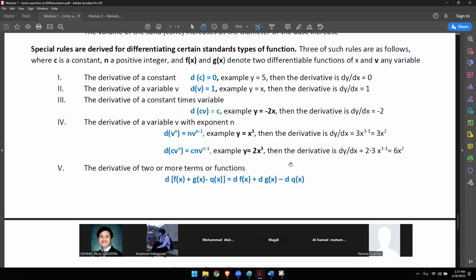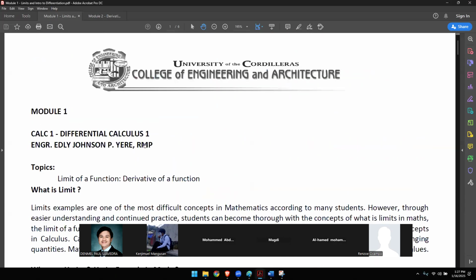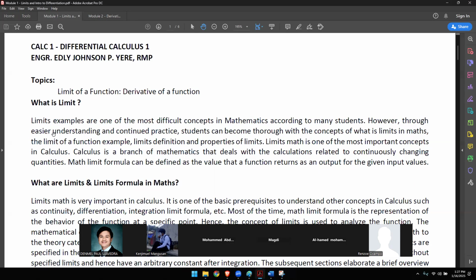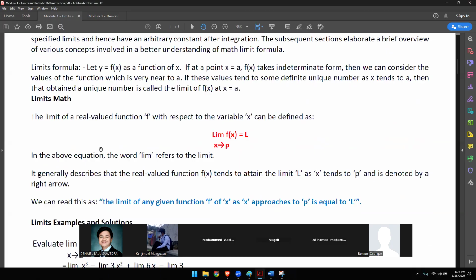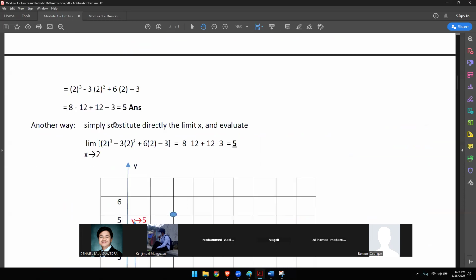Okay, so this module came from Ingegneriere, so I will adapt just some of it. Since we are already done with limits, we will not discuss this one anymore: the definition of limits and the formulas in maths. Of course, you can review some of the examples.